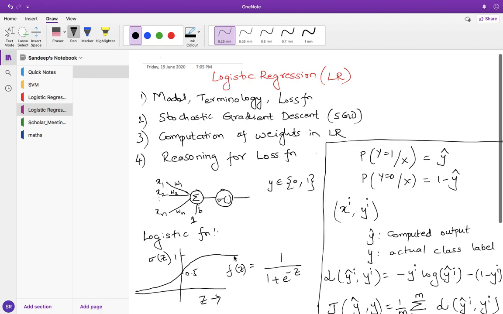In the next part we will discuss how to compute these weights. Before going to the computation of weights, I'll discuss the stochastic gradient descent algorithm, and then we will go for the computation of weights. Later we'll discuss why we have used this particular loss function and not any other loss function.